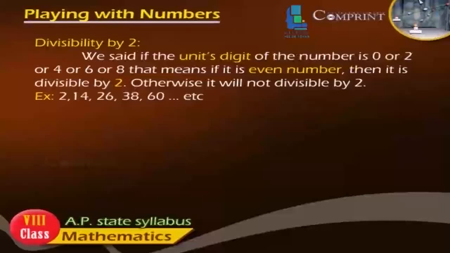Divisibility by 2. We said if the unit digit of the number is 0 or 2 or 4 or 6 or 8, that means if it is an even number, then it is divisible by 2. Otherwise, it will not be divisible by 2.